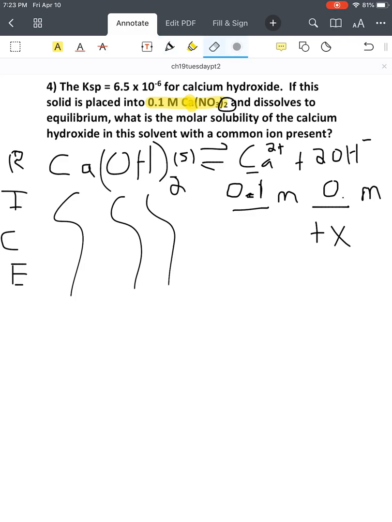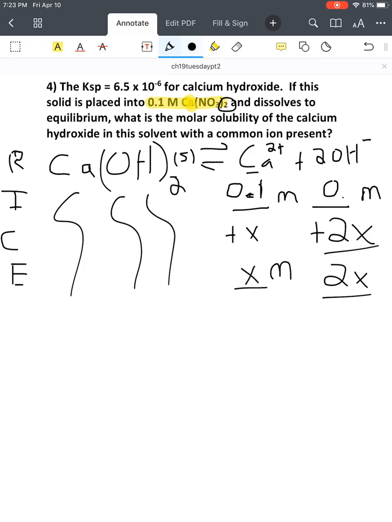Now, the equilibrium will shift right because this is 0, so I'm going to make some of that. Oops, I made a mistake, didn't I? I'm not going to make x, I'm going to make 2x. And then once equilibrium is established, I'll make 2x of that. Likewise, I'll get a little bit extra calcium. I'll get x quantity of calcium. So at equilibrium, I'll have x molar calcium and 2x molar hydroxide.